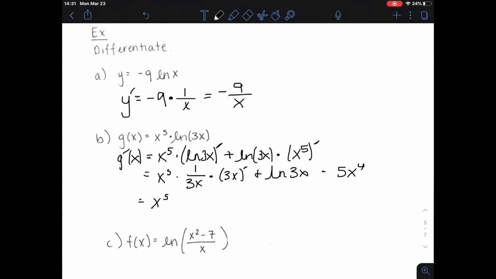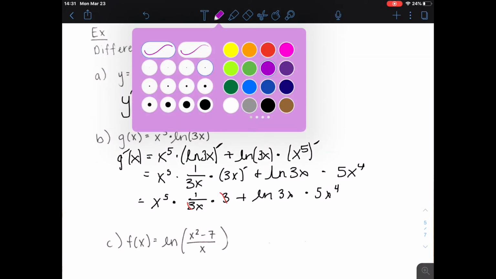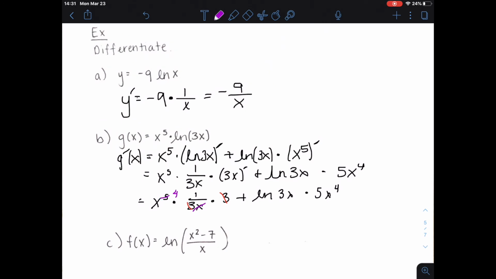So one more step really, we get x to the 5th, 1 over 3x. Derivative of 3x is just 3. And then we add natural log of 3x times 5x to the 4th. So we get some cancellations. The 3's do cancel. One of the x's cancels, and you're left with 4 of them. So you can do a little bit of simplification. This becomes x to the 4th plus 5x to the 4th times the natural log of 3x. And you can leave it just like that.